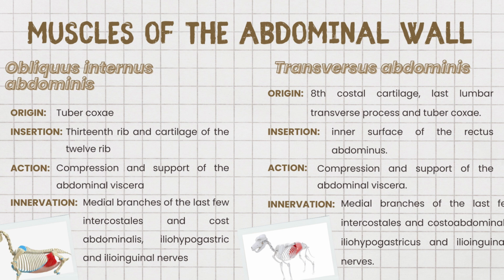The transversus abdominis originates from the 8th costal cartilage and lumbar vertebra. It inserts to the inner surface of the rectus abdominis or the linea alba. Its action is the same as the internal abdominal oblique. Its innervation is also the same.